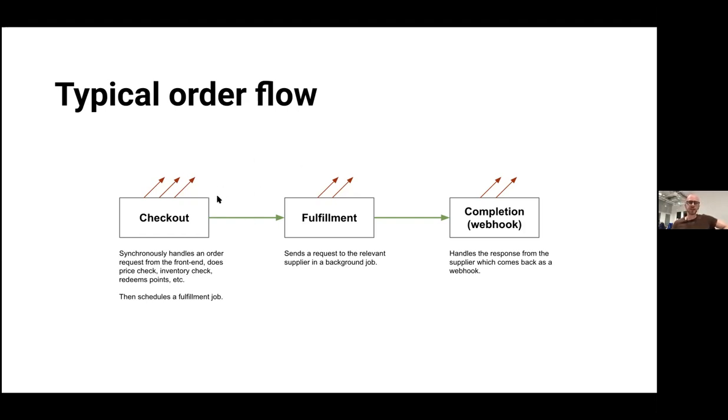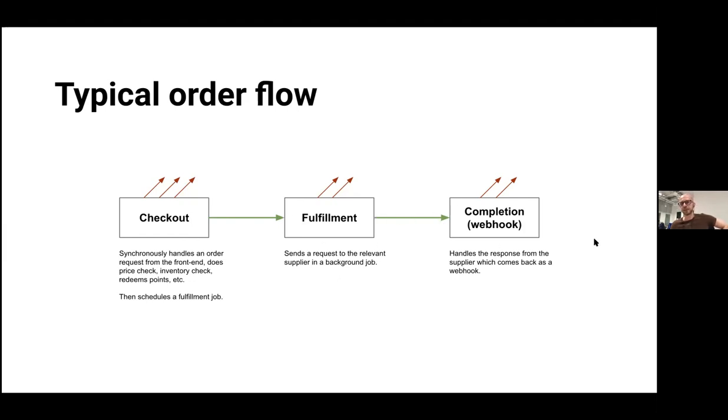If the checkout is successful, we move into the fulfillment phase, which means we prepare to order this thing from the supplier. This is the simplest step. It basically just runs a background job that places the order with the supplier's API.